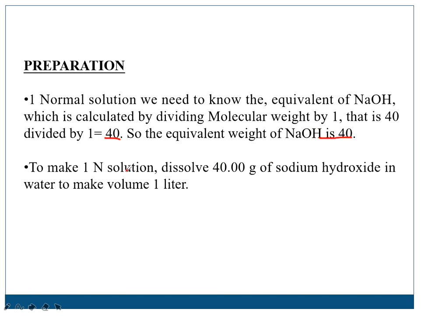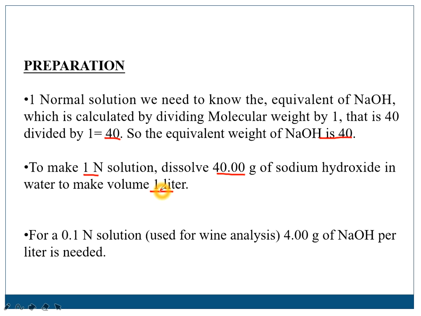And for the preparation of one normal solution, we have to take 40 gram of sodium hydroxide and dissolve it in 1 liter of water. What if we want to prepare 0.1 normal solution? We have to take 4 gram of sodium hydroxide in 1000 ml of water. So for 0.1 normal solution, 4 gram of sodium hydroxide per liter is required.